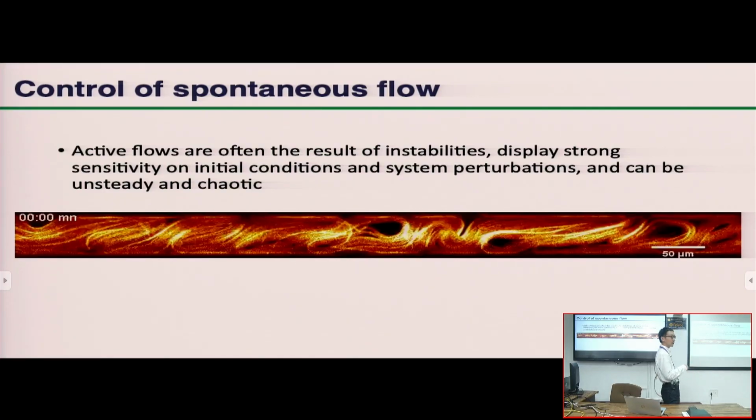We can use active systems to generate flow at the micro scale, but then of course the flow they generate is chaotic and almost useless. So how do we control so-called active turbulence so that we can get clean, steady, unidirectional flow, or maybe time-dependent flow, but controlled using some mechanism? That's something one can think about in these systems.